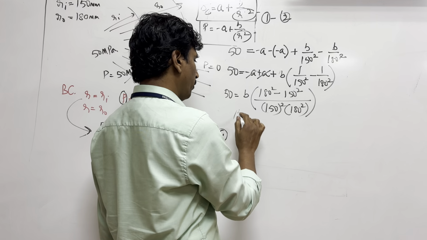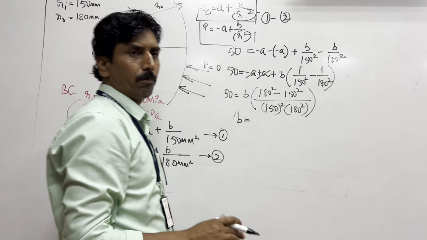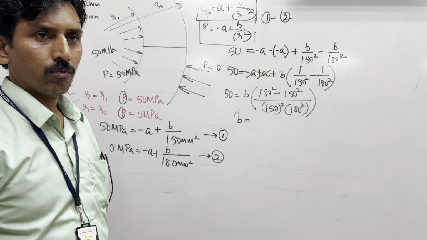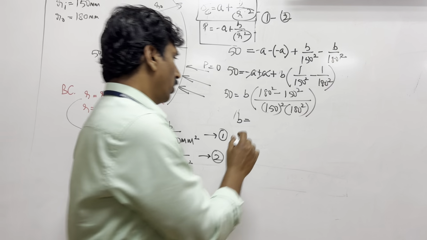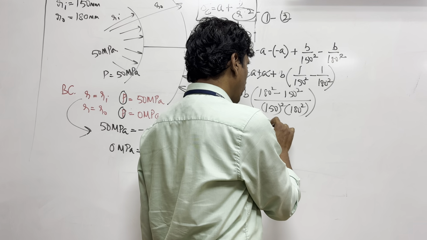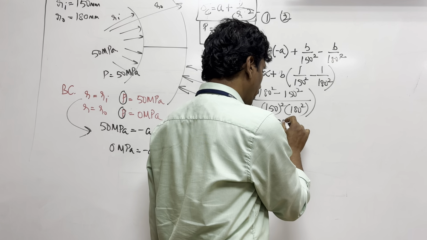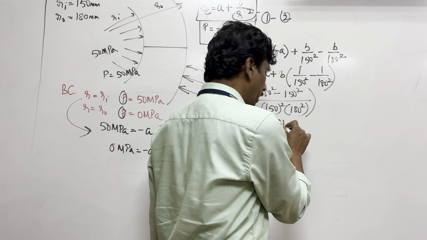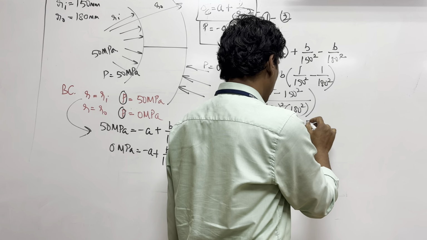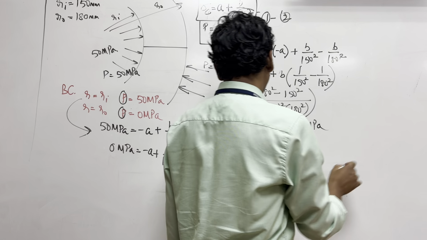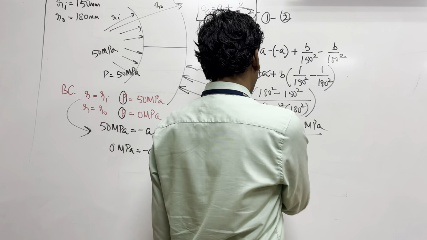What is the value of B? Usually you get B value as a very huge value. 818. Any point is there? 0.1 MPa. Okay, B value you got.